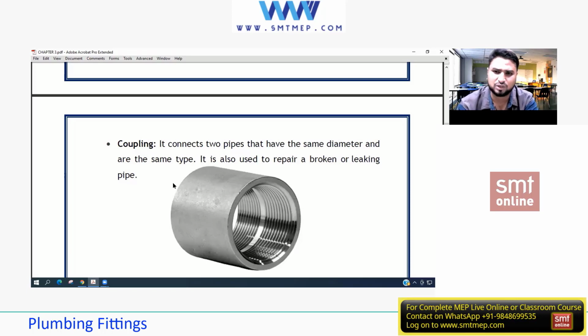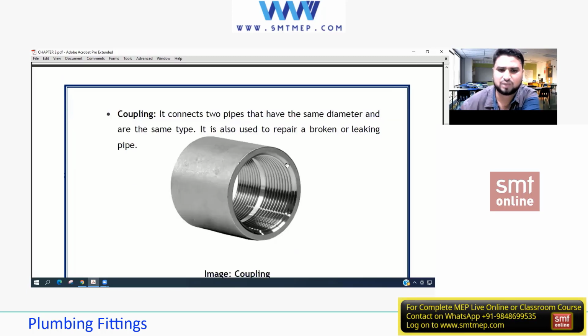Now, this can be used in a number of cases. First of all, just remember that this can be used to connect two pipes, but it can also be used for maintenance purposes. For example, in case somewhere the pipe got damaged, or there was some clog or block we found, and I cut that pipe and again need to join the two pipes, I'll be using this fitting. Yes or no? Coupling. Yes, Fahad? Yes. Everyone? Yes. So it connects two pipes that have the same diameter and the same type. It is also used to repair a broken or leaking pipe. Okay, so now these are the different materials.